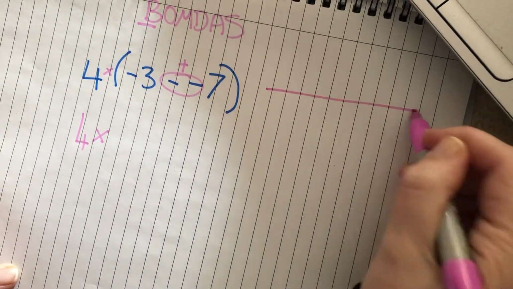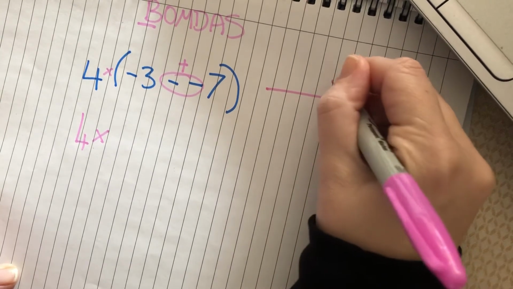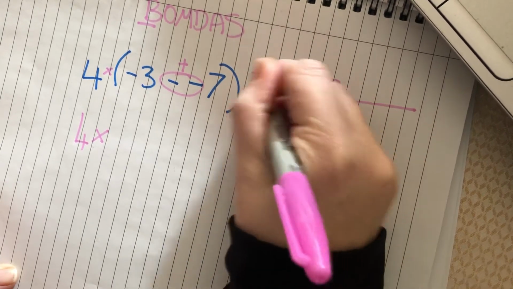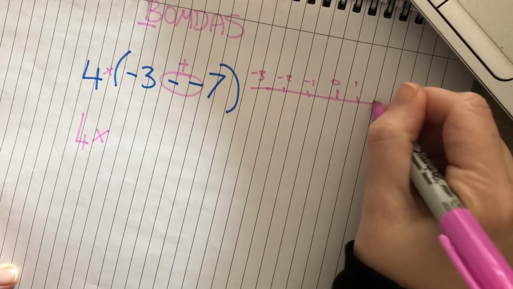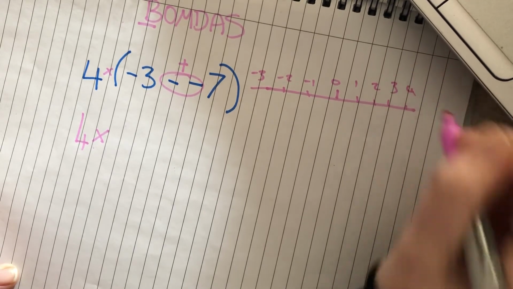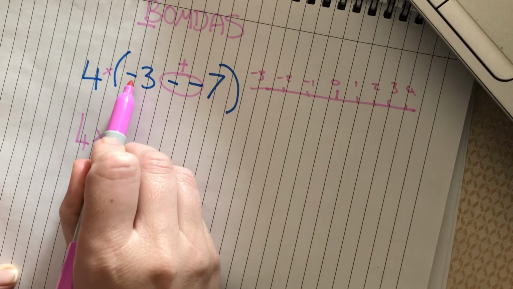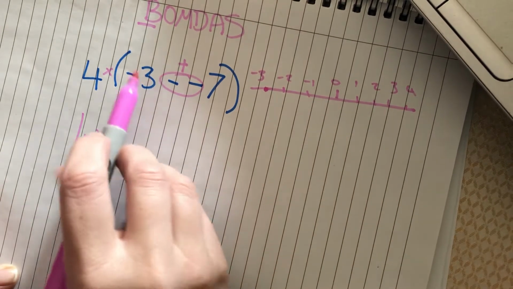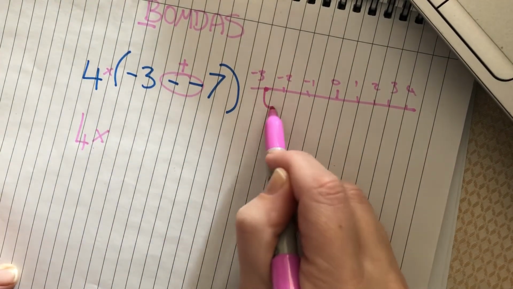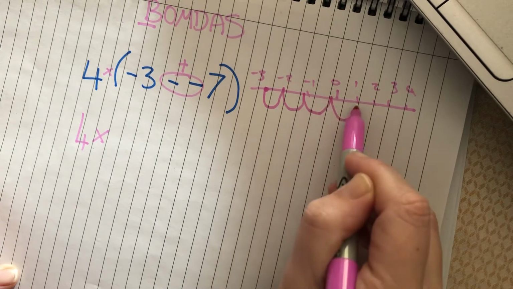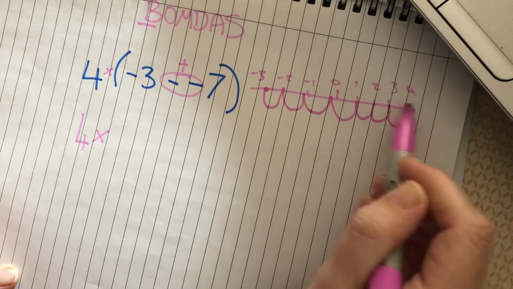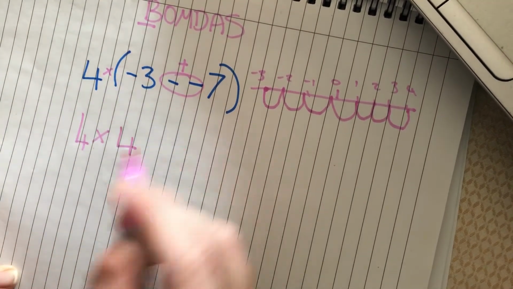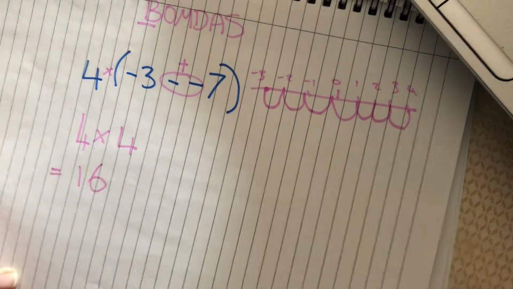So don't forget, you can draw yourself a quick number line. -1, -2, -3, 1, 2, 3, 4. You can start yourself at -3 because this is where the sum starts. But now we've got +7, so we go 1, 2, 3, 4, 5, 6, 7, which gives us a +4. Now we've got 4 multiplied by 4 equals 16.